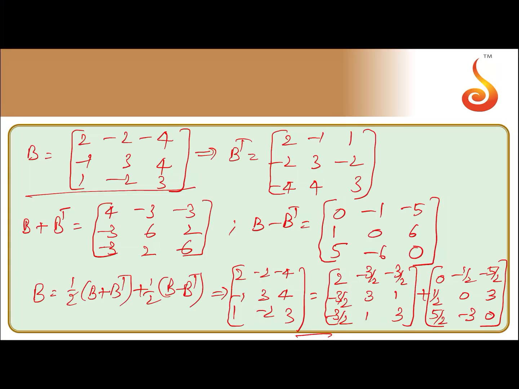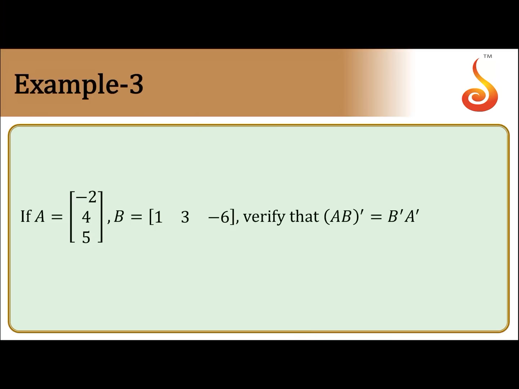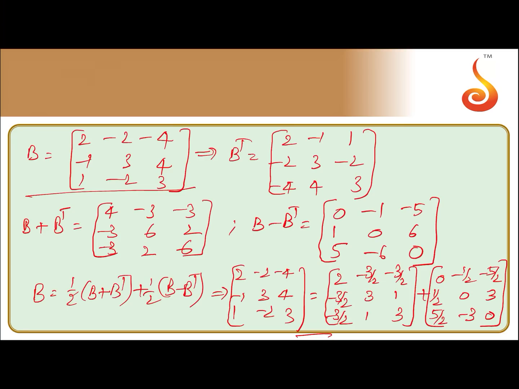That's it. This is how we work out the addition of the two matrices. So any matrix can be written as the sum of a symmetric and a skew symmetric matrix. Of course, this is the symmetric one and this is the skew symmetric matrix.